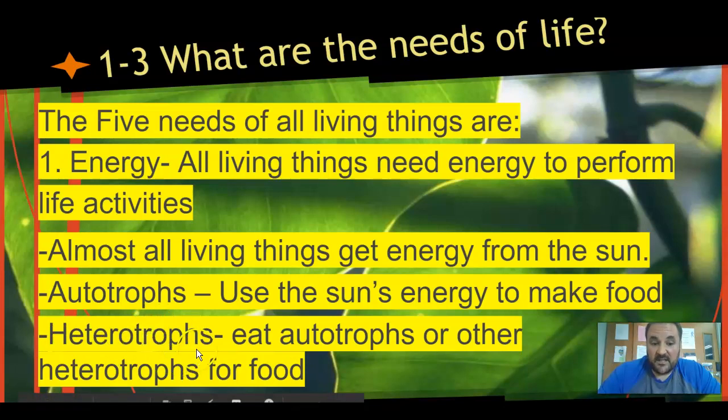Hetero actually means different. Troph meaning feeding. So heterotrophs have to feed on something other than themselves. Heterotrophs often eat autotrophs. So like when I had rice for dinner the other day, rice is a plant. Rice is an autotroph. I eat the plant, therefore I am a heterotroph.